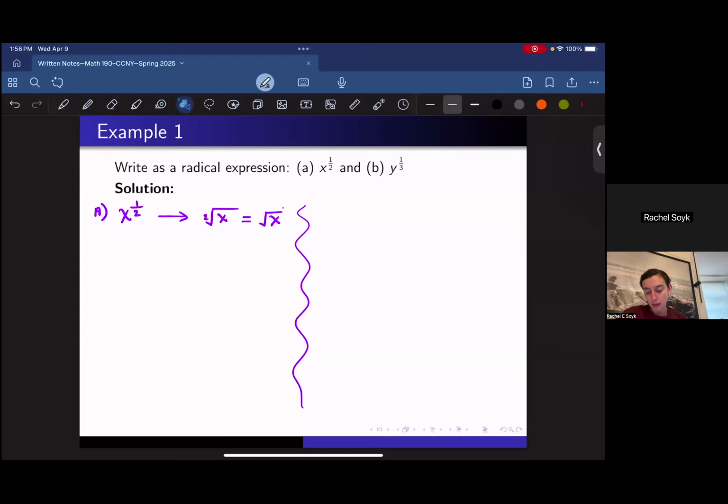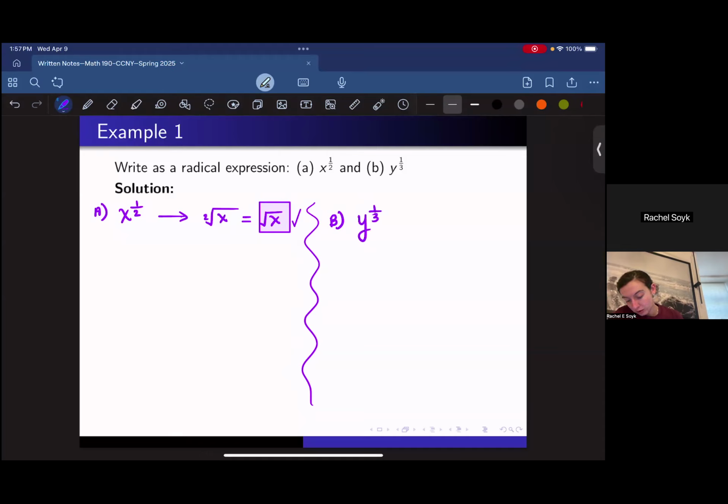What about part B, where we're looking at y to the 1/3? Well, again, that denominator is your index. So if our index is 3, we're looking at a cubic root. So we can write this as the cube root of y. And we're done.